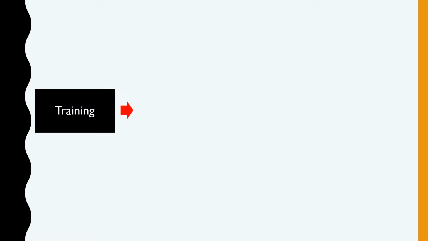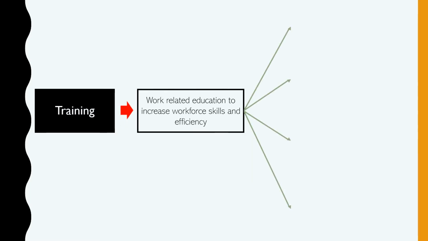Now let's look at how training is defined. It is defined as work-related education to increase workforce skills and efficiency. All right, and as mentioned before, there are many types of training methods that an employer or an organization can carry out for their employees.